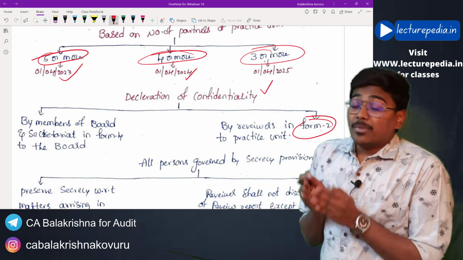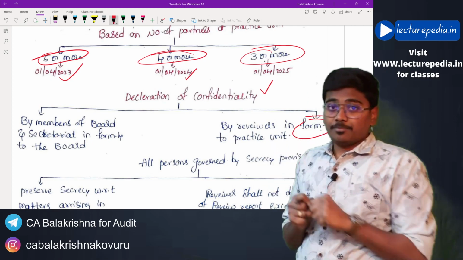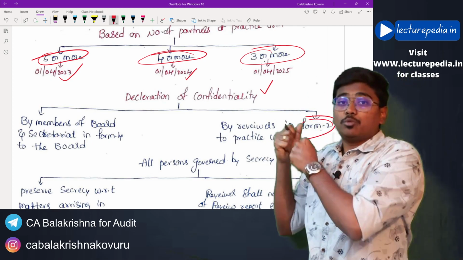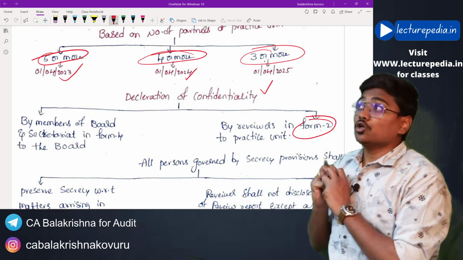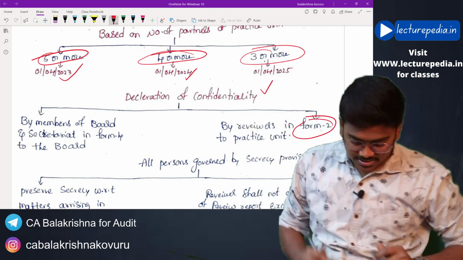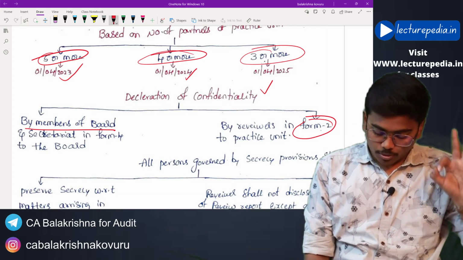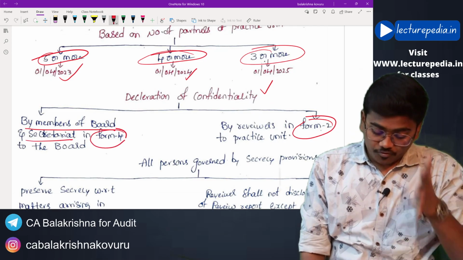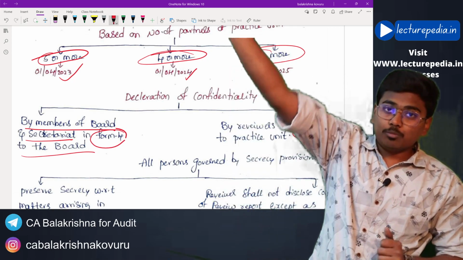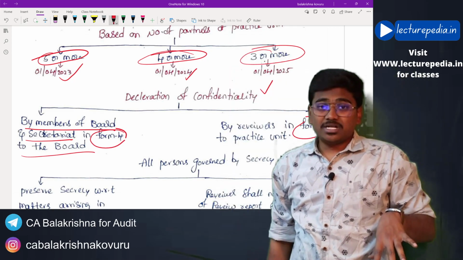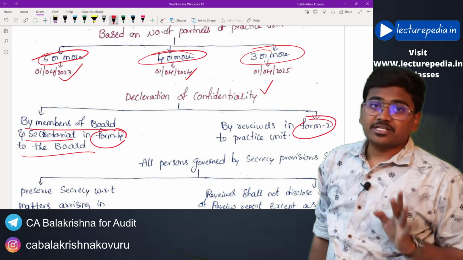Next, members of the peer review board and the secretary of the peer review board have to submit declaration of confidentiality to the peer review board. Hope this is clear. Members of the peer review board and the secretary, in form 4, have to submit declaration of confidentiality to the peer review board, and the peer reviewer has to submit declaration of confidentiality to the practicing unit.